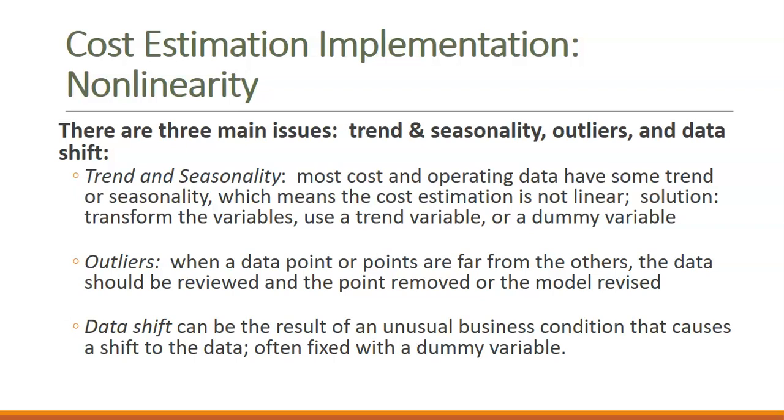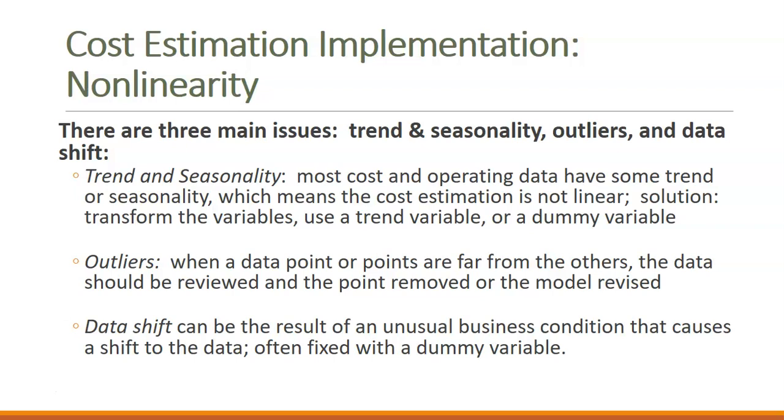Some implementation issues with cost estimation. We have 3 main issues: trend and seasonality, outliers, and data shift. With trend and seasonality, we often have seasonal trends. This means that our cost estimation is not linear. So the solution is to transform our variables, use a trend variable, or include a dummy variable.